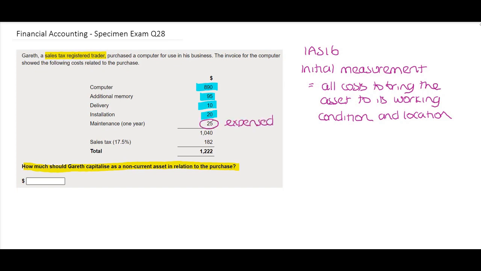In addition to this, Gareth is a sales tax registered trader, and so the sales tax will be reclaimed and not included as part of our asset cost. Therefore, the first four items should be capitalised, and these amount to $1,015. Therefore, in answering the question, how much should Gareth capitalise as a non-current asset in relation to the purchase, it should be $1,015.